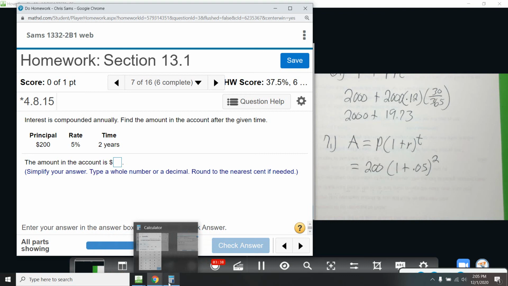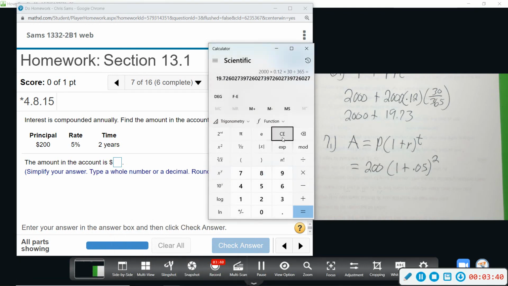Now, I think the calculator will input all this, but you have to do this part first. I don't see that it inputs it, if I try to do it in order with this basic calculator, I don't know that it does. So in parentheses, 1 plus 0.05 is just 1.05. So in parentheses, I'm going to do 1.05, close it. And we have to square that, so there is a square button, and that's what we get.